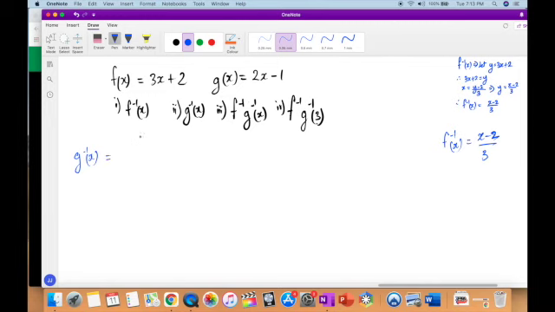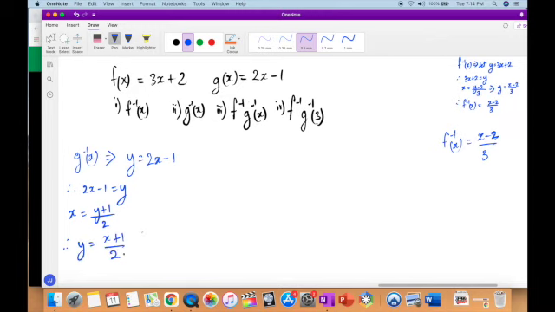So that implies let y equals 2x minus 1. Therefore, 2x minus 1 equals y. x is equal to y plus 1 all divided by 2. Switch x and y, therefore y is equal to x plus 1 divided by 2. Therefore, g inverse of x is equal to x plus 1 divided by 2. And I'll take this and put it over here.